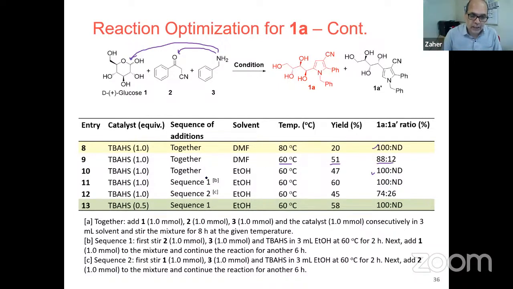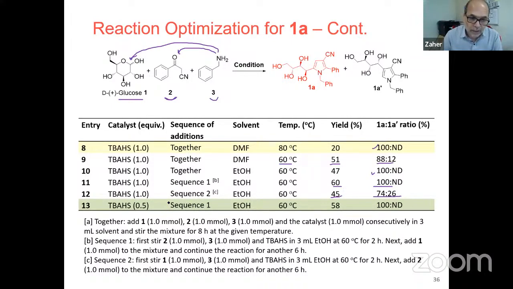We thought that we should do the reaction in sequence. We have two sequences, sequence 1 and sequence 2. In sequence 1, we mixed compound 2 and compound 3 together for about 2 hours so that the intermediate is formed. After 2 hours, we added the glucose. This gave us 60% yield of 1A in 100% selectivity. If we follow sequence 2, in which we take the glucose and the amine and mix them together, and the reaction continues for 2 hours, then after 2 hours we add the nitrile, this gives us 45% yield and mixtures of products.